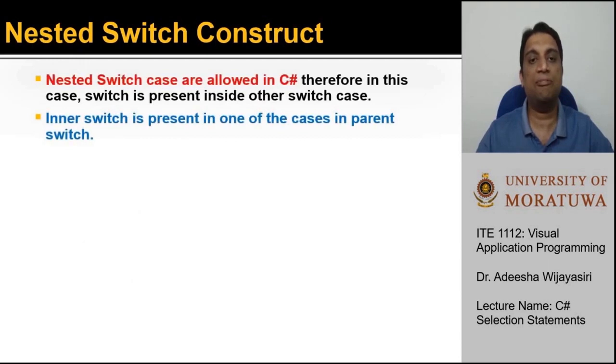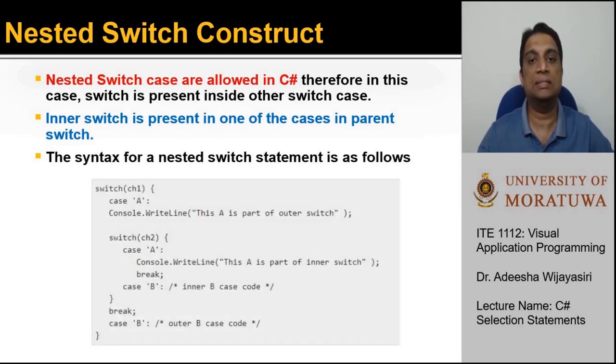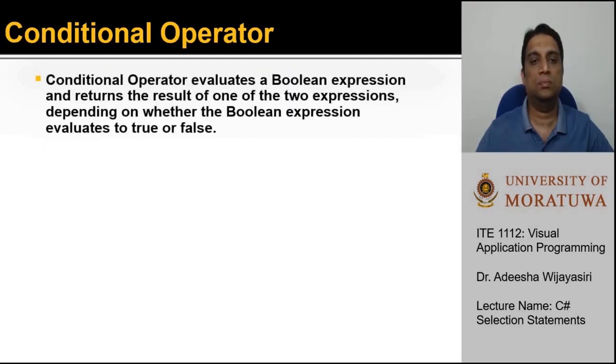Similar to nested if-else statements, we can have nested switch cases in C#. Syntax of the nested switch statement is shown here. Inner switches can be included in one or more of the cases in the parent switch. As you can see here, the outer switch evaluates ch1, and inside the case of A, we have an inner switch case to evaluate ch2.